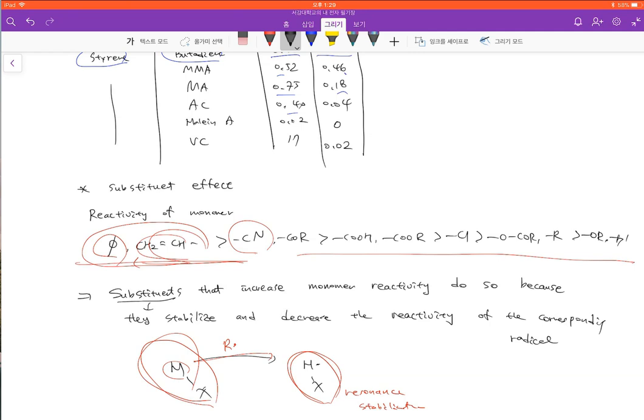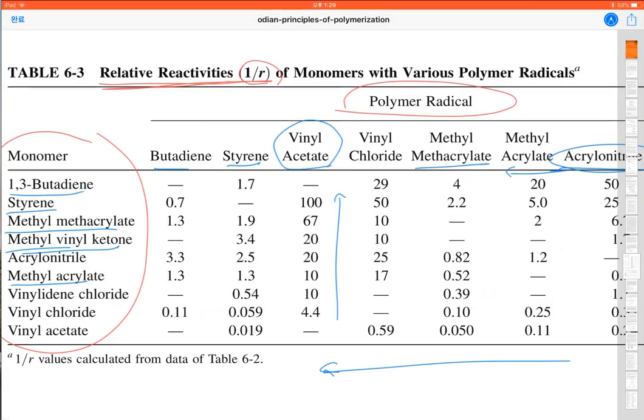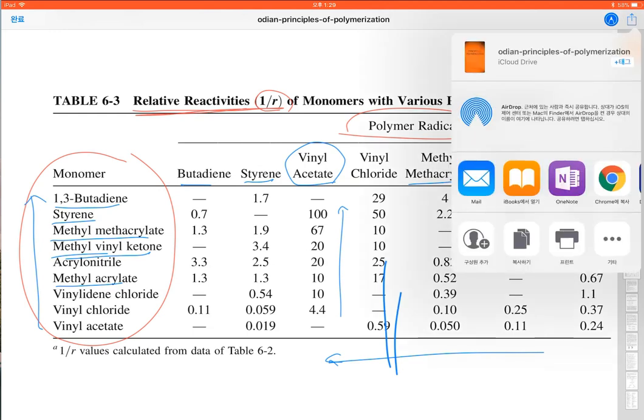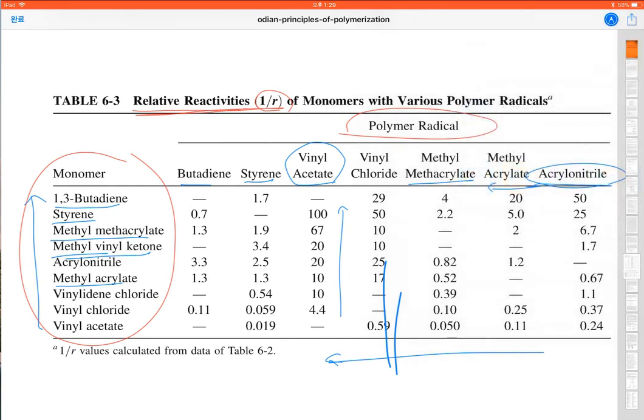The product, basically the product should be more stable compared to the reactant, right? So by this kind of mechanism, the different substituents affect the different degree of reactivity of monomer and also the radical.